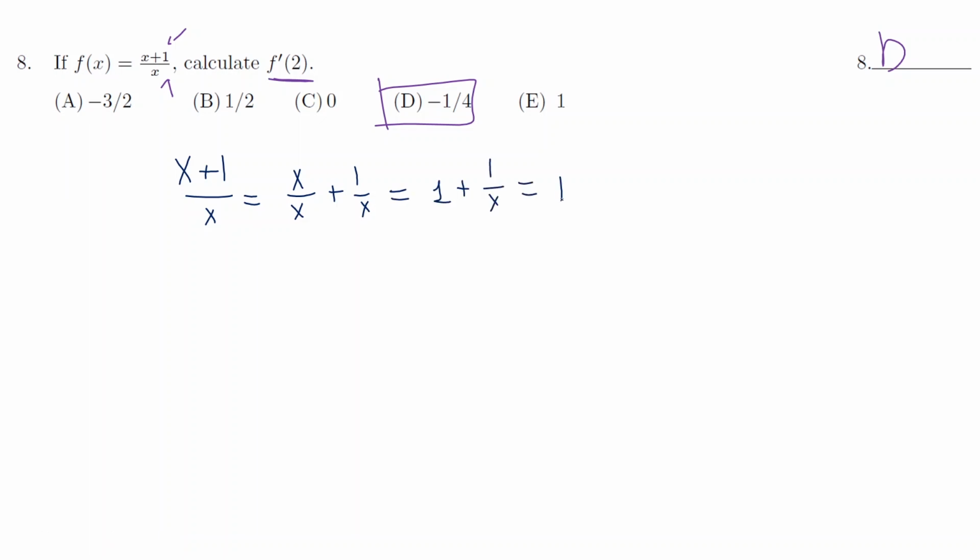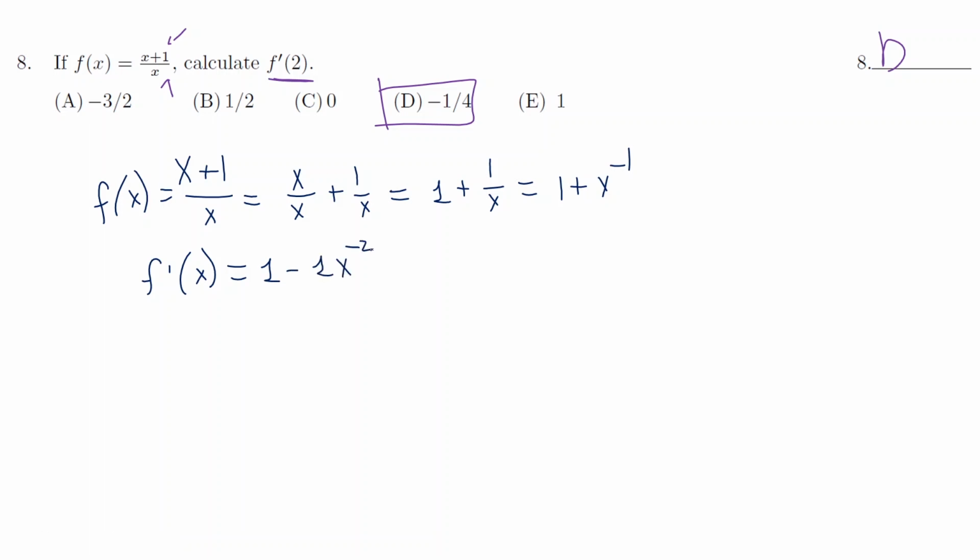And let's rewrite this as 1 plus x to the negative first power. This is our f of x still. So we did not do any derivative. This is still the original function. Now, in order to get the derivative, f prime of x is going to be equal to 1 minus 1 x to the negative 2.